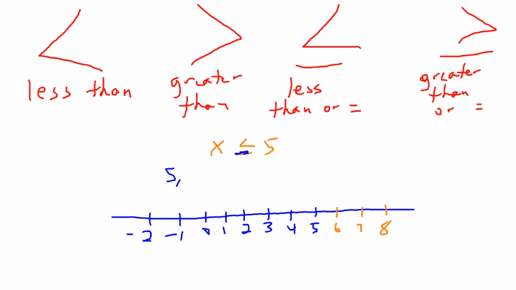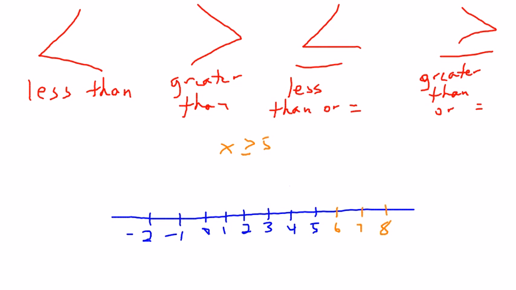So 5, 4, -3, -100, right? Even 4.875. Okay? These are all solutions that satisfy the inequality x is less than or equal to 5. And then lastly, we have x is greater than or equal to 5.